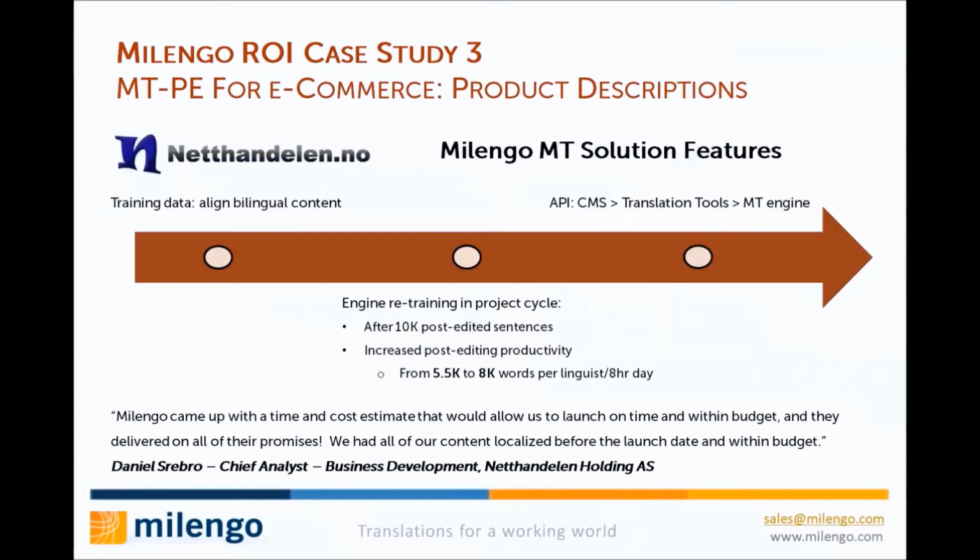This means that the product descriptions need to be translated very swiftly and then submitted for publication on the different language region sites. Milengo was able to offer Nethandelen a machine translation-based workflow that would deliver the localized content within budget and, most importantly, before their launch date. It must be said here that Nethandelen were not absolutely convinced at the very beginning that MT and post-editing was going to provide high-quality translations, but we managed to convince them otherwise with the work that we completed for their Swedish webshop launch.